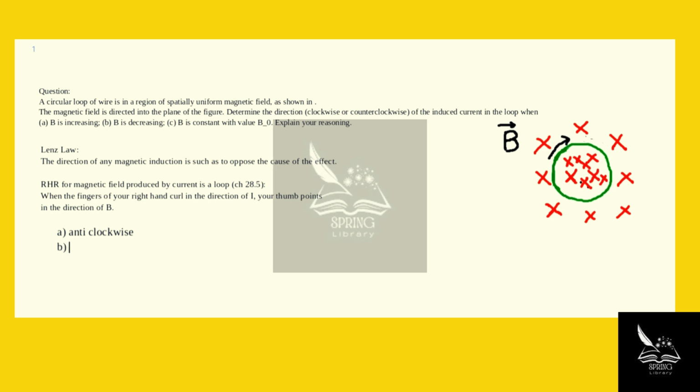For part B, it will be clockwise, and for part C it will be zero. So if there's some change in magnetic field, only then you will have some current, and if there's no change in magnetic field, there will be no current.